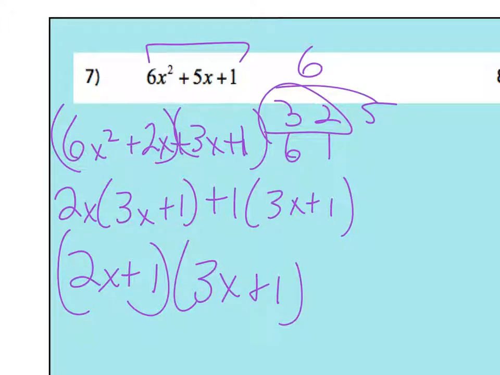A lot of guys ask, Mr. Henry, what happens if you switch it? Well, if I switch these two, the answer is not much. If I switch these two, then this one would become 3x plus 1, that one would become 2x plus 1, and I'd be done.